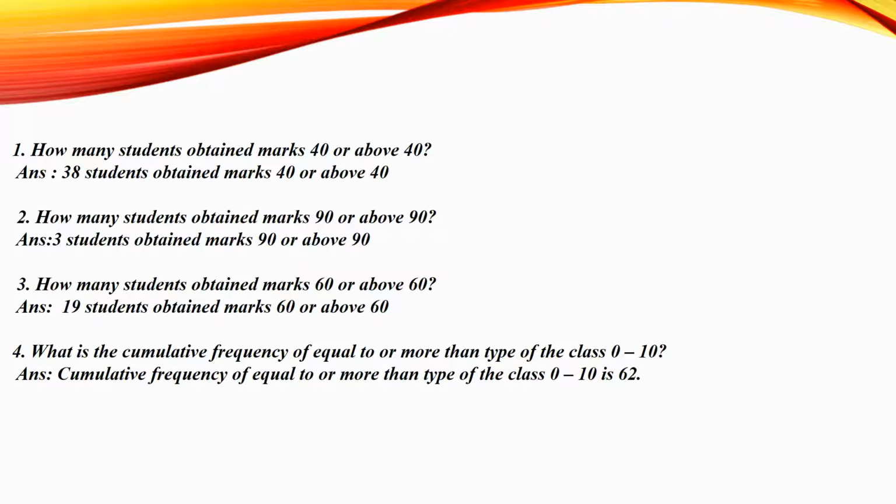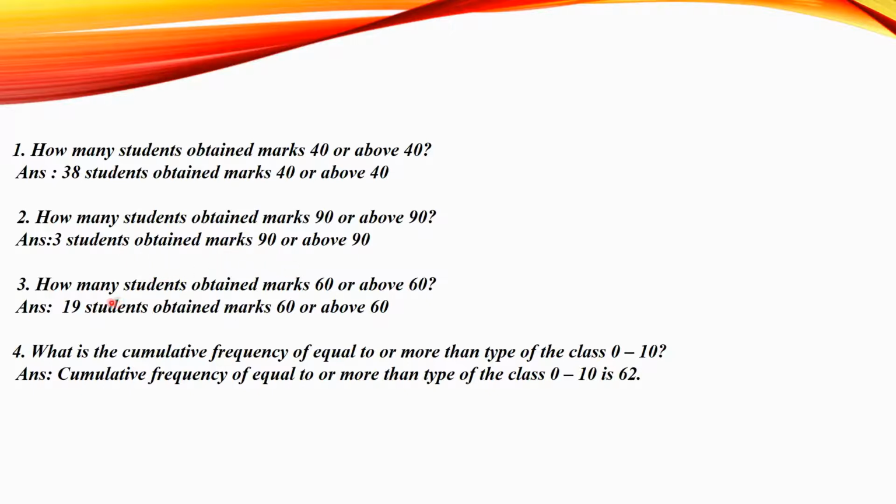Now, let us answer the questions which are asked here. How many students obtained marks 40 or above 40? Now from the table we have 38 students who obtained marks 40 or above 40. Second question is how many students obtained marks 90 or above 90. We have 3 students who got 90 or above.